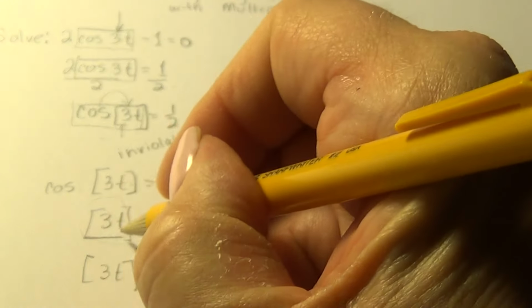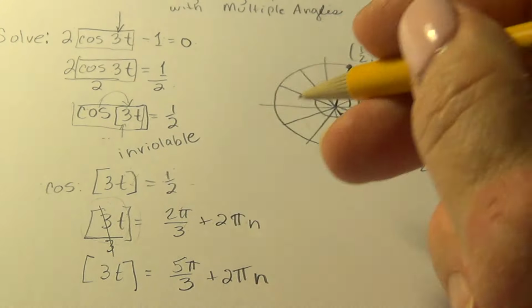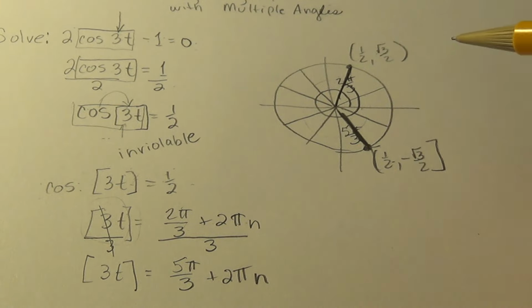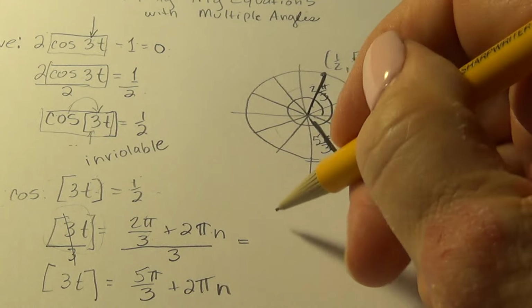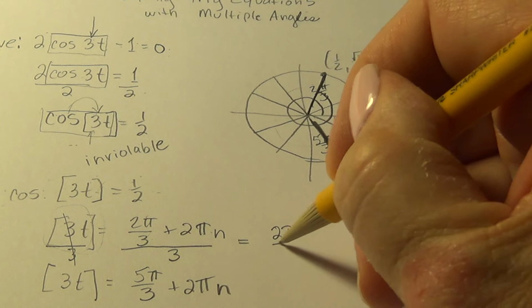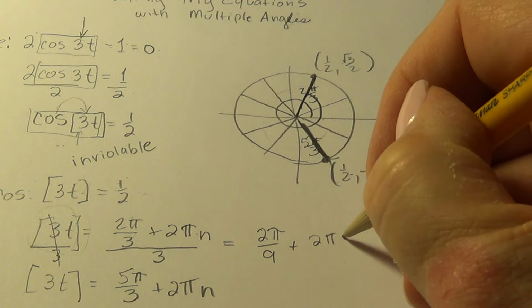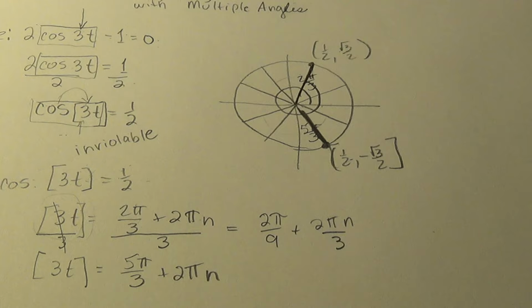So it's no longer in the argument of a trig function, so I'm going to divide this side by 3 and this side by 3. When I do that, algebraically, this becomes 2 pi over 9, and this becomes 2 pi n over 3. So it does change our results. So that's what t has to equal.